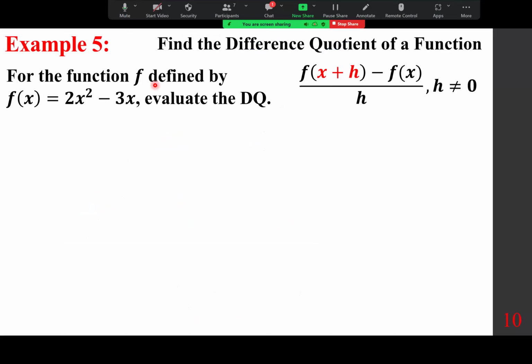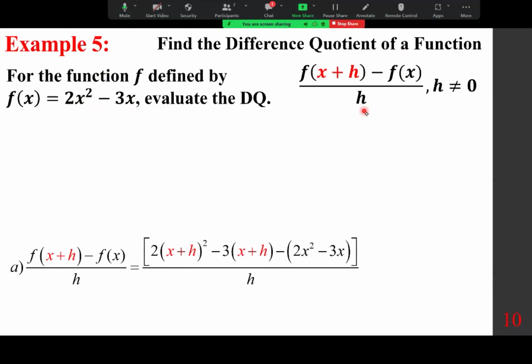Example 5. For the function f defined by f of x equals 2x squared minus 3x, evaluate the difference quotient, f of x plus h minus f of x over h. So we want to evaluate this. We do the same thing as before. We're going to write 2 times x plus h squared minus 3 times x plus h. Minus, just write this unchanged, minus this expression 2x squared minus 3x, and the denominator is not changing.